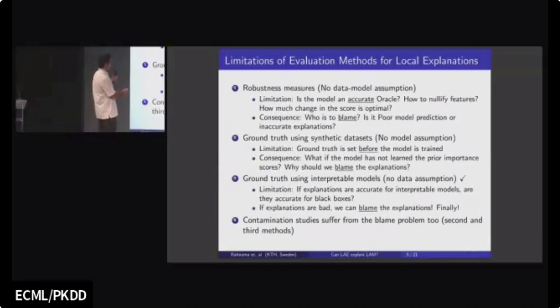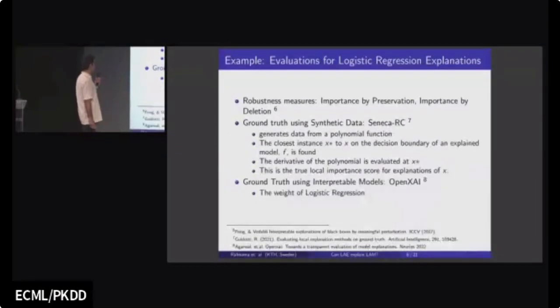Contamination studies also suffer from these problems. But there's one thing that is different. Ground truth using interpretable models, because you're getting the ground truth from a model trained without contaminating it, you can blame the explanation, because the explanation should be faithful to the model. So that's why we thought this particular category of method needs to be improved.